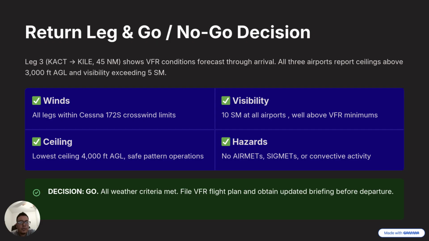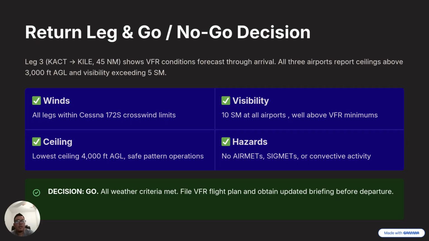And then the return leg, the final leg from Waco to Skylark Field, another 45 nautical miles. Through the whole route, the forecast 2 to 3 hours ahead is still showing VFR conditions as well. Until arrival, I did double check all three airports again. The weather 2 to 3 hours ahead is still showing a ceiling well above 3,000, and the visibility is well above 5 nautical miles as well.